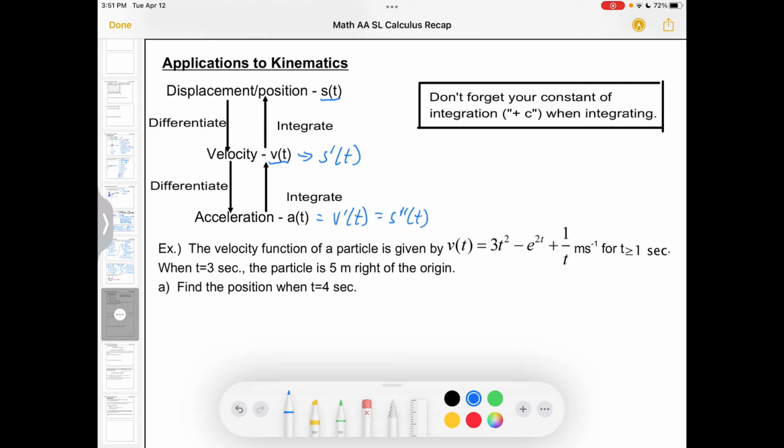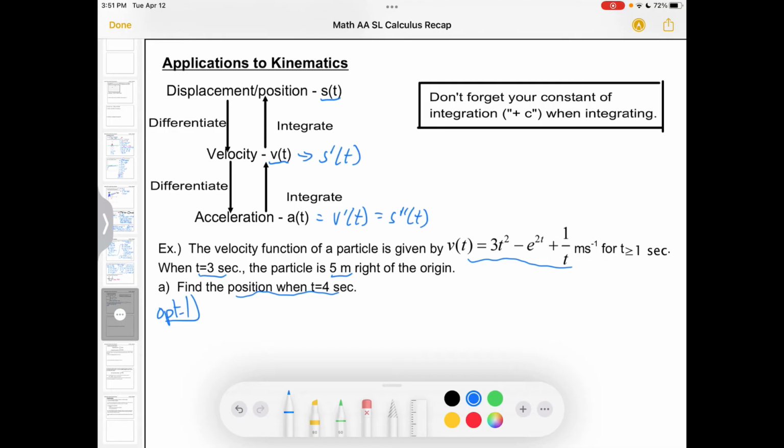If you want to go down this chain, well, then you're differentiating. If you want to move your way back up, well, then you're integrating. So the velocity function of a particle is given by this weird function here. When t equals 3, the particle's 5 meters right of the origin. Find the position relative to the origin when t equals 4. We're going to do this two different ways, but we'll just do it sort of the basic way for now, and we'll come back to it.